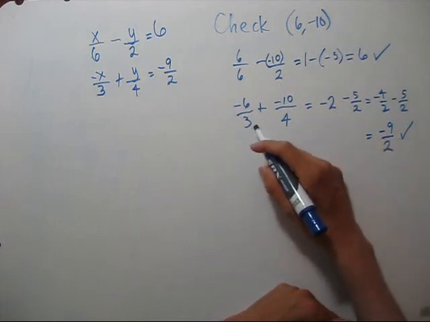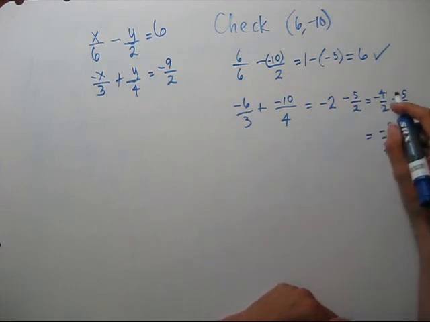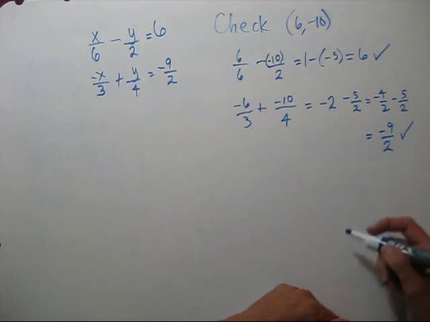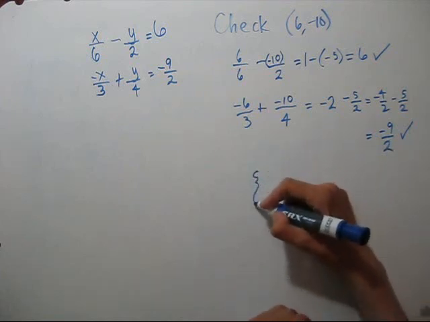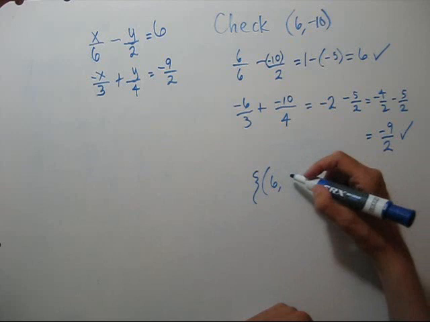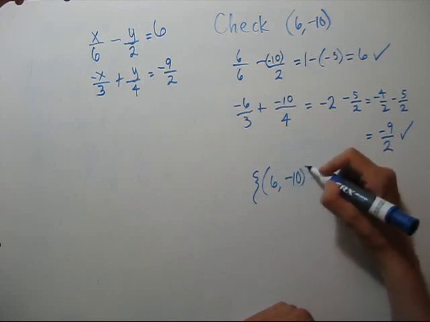Notice I was working from the left side of the equation and simplified it until I got the right side of the equation. So our answer is the set consisting of the ordered pair 6, negative 10.